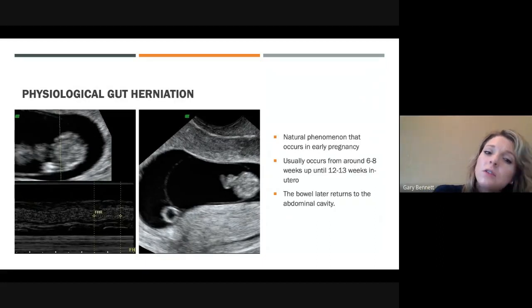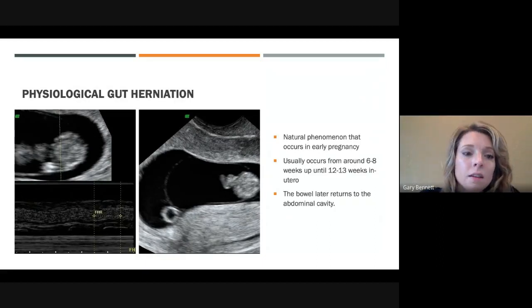So this is another thing that you're going to want to be aware of. This is called the physiological gut herniation. Around 6 to 8 weeks, proceeding to about 12 to 13, the gut leaves the abdominal cavity, comes out, twists around, and then goes back inside the abdominal cavity. It can be a little bit concerning when you initially see this because it looks like something terrible is going on. But it's just the normal way that the gut develops.